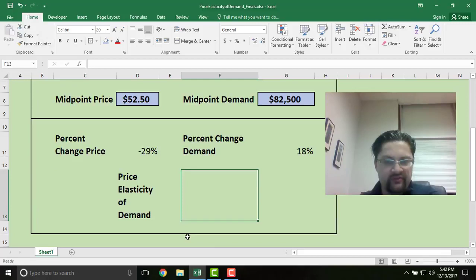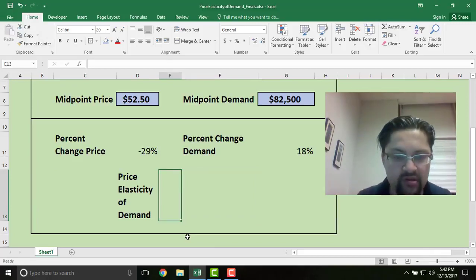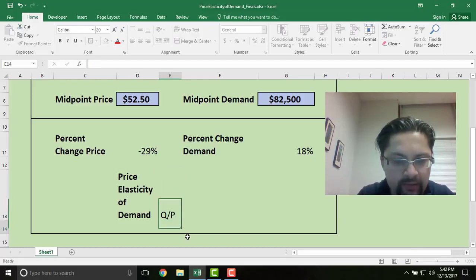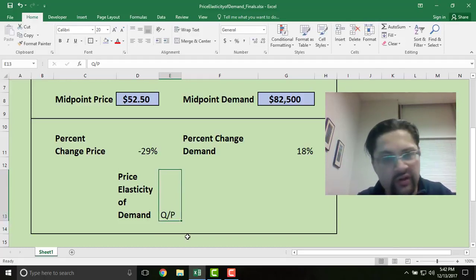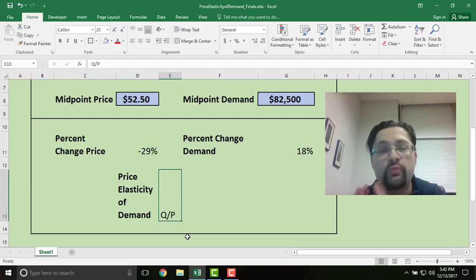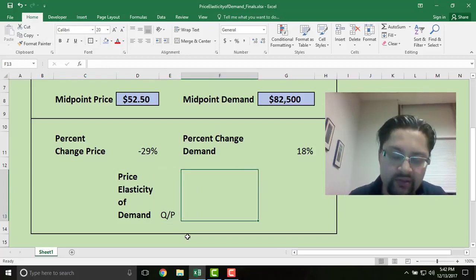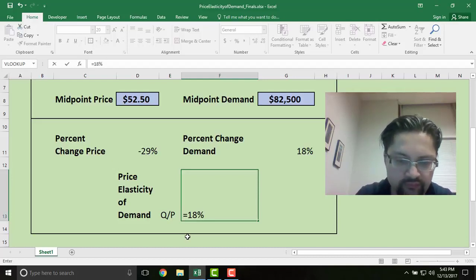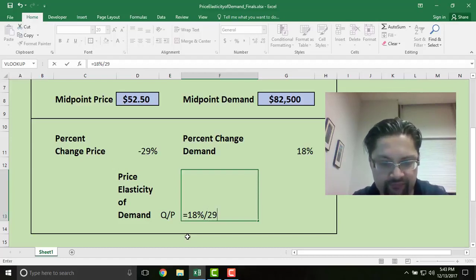So here's where we're going to go with this calculation. Remember that it's quantity over price. Okay, so Q over P. It's not P over Q. When they used to tell you that in English class, mind your P's and Q's. That's not what we're doing here. We're doing Q over P, QP. Okay? So here we go. We're going to take that 18%, divided by the 29%.